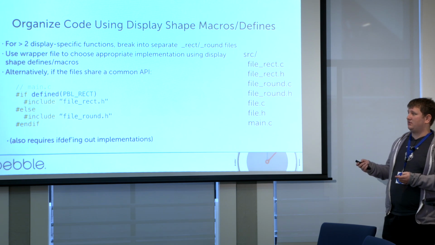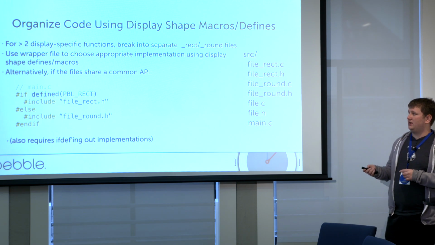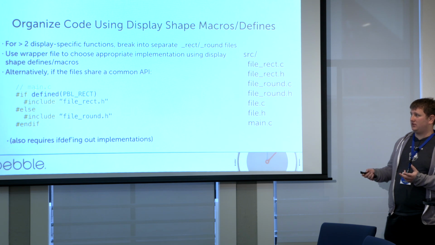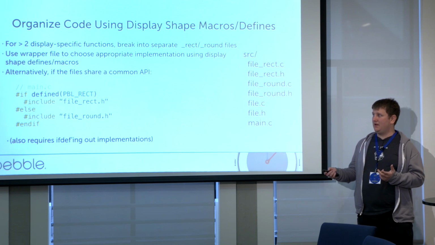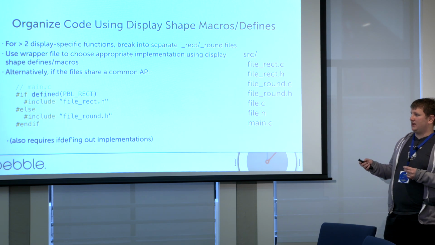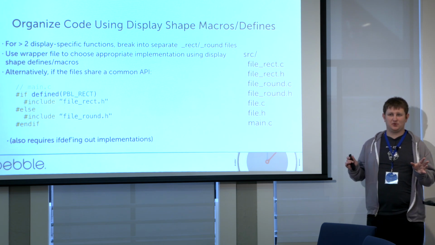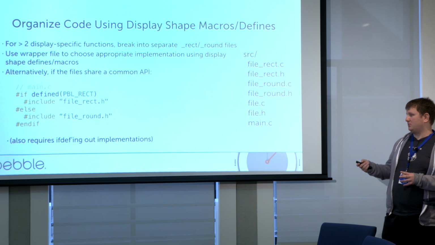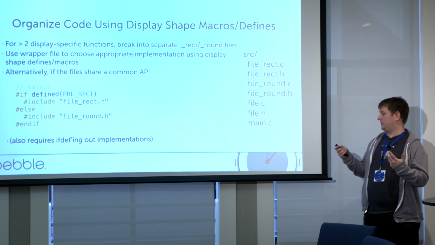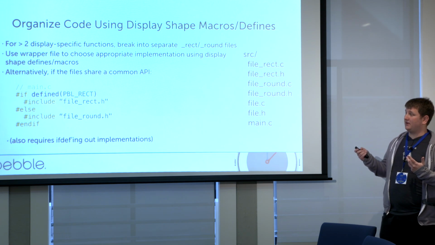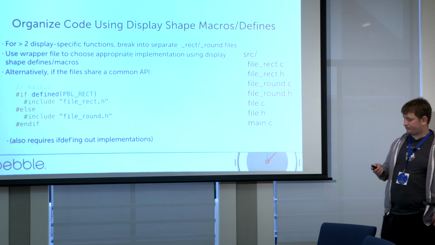Or alternatively, if you actually use the same API in your rect and round files, in the client code, you could just use the PBL_RECT and PBL_ROUND defines to choose which header file you include. But it's important to mention that by default, the Pebble SDK build system will try to just compile all the C files in your source directory. And so if you wanted to use this particular method, that would require #ifdef-ing out the implementations in the rect and round .c files based on the display shape. Otherwise, you'll get linker errors.